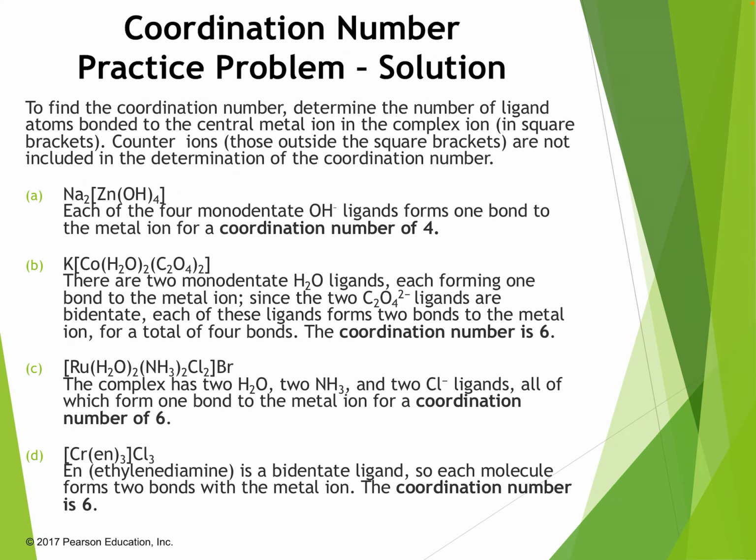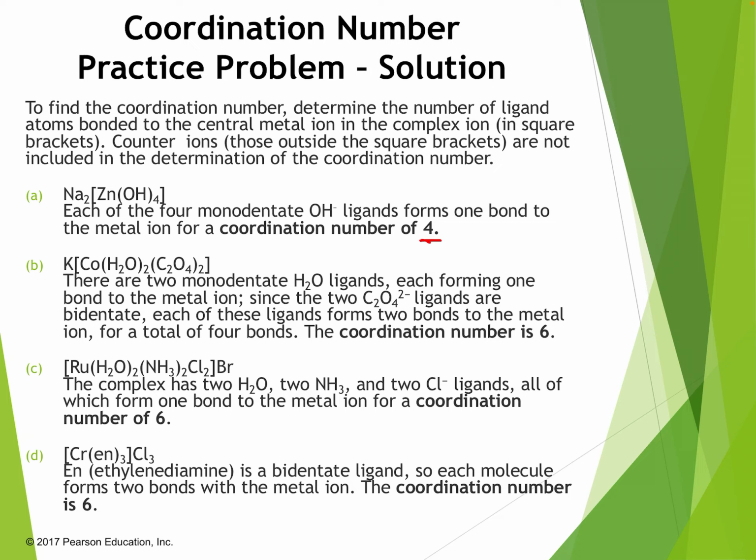All right, let's go through this. So for the first one, we have sodium and then we have this zinc bonded to 4 hydroxides. Each one of the hydroxides is monodentate, which means that it's only making 1 bond with the zinc. So since there are 4, each making 1 bond, our coordination number is 4.